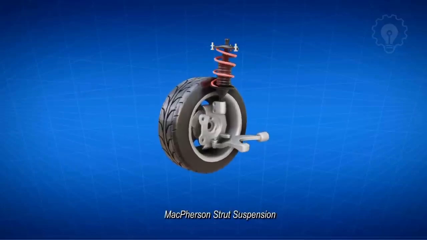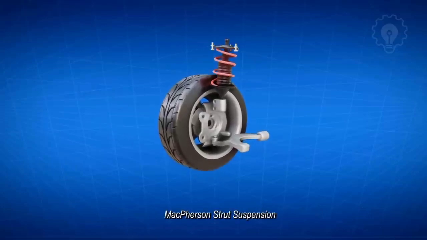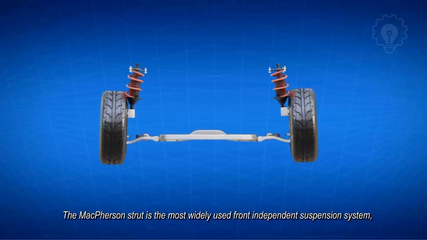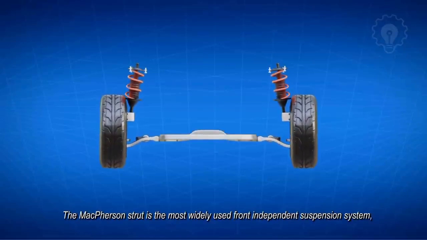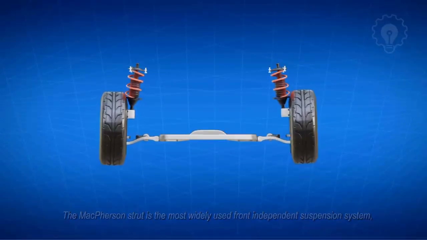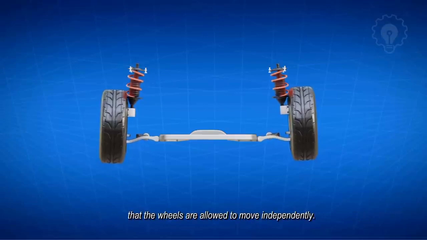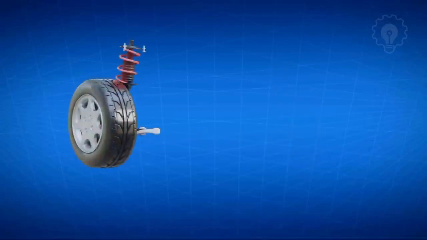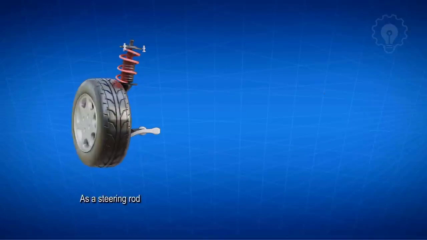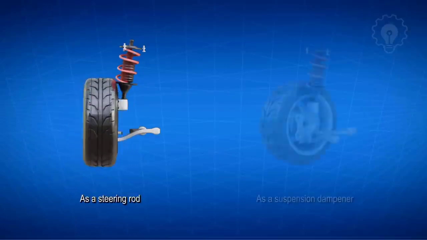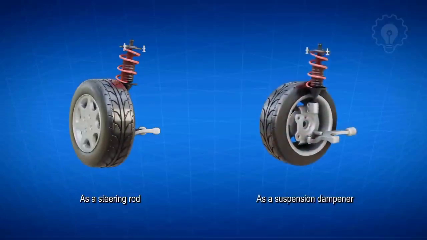McPherson strut suspension. The McPherson strut is the most widely used front independent suspension system, in which the wheels are allowed to move independently. A McPherson strut suspension combines two major functions. As a steering rod. As a suspension dampener.